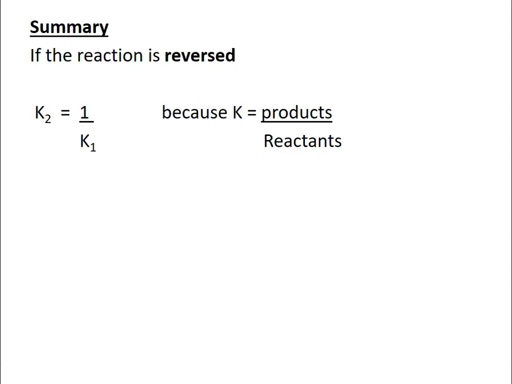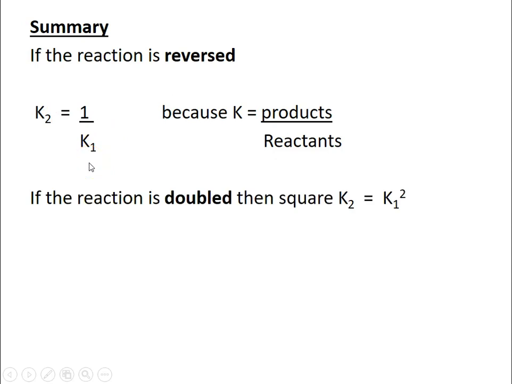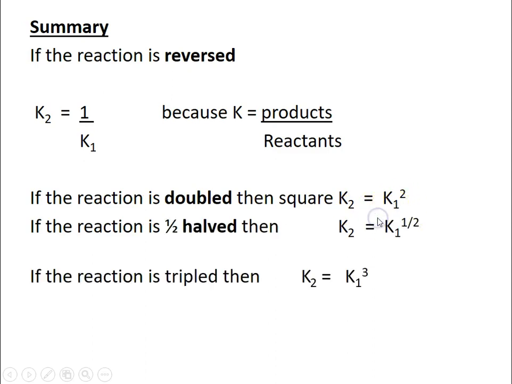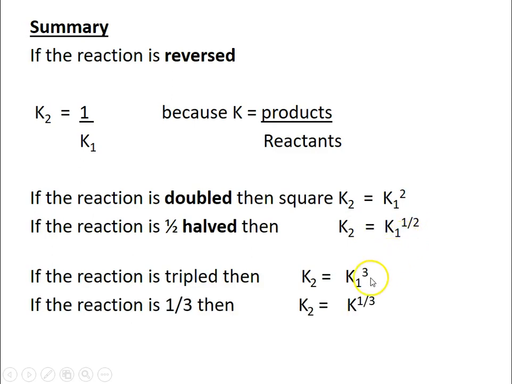So the summary, if you reverse the reaction, then you flip it over because it's products on reactants, but if you write it the other way, then it's reactants on products. So the K value is like K on 1. So if you flip it over, it'll be 1 on K. So if the reaction is doubled, the new reaction is double of the old one, then you square the old one. If it's halved, then you find the square root of the old one. If it's tripled, you find the cube of it. If it's a third, then you find K to the power of a third.